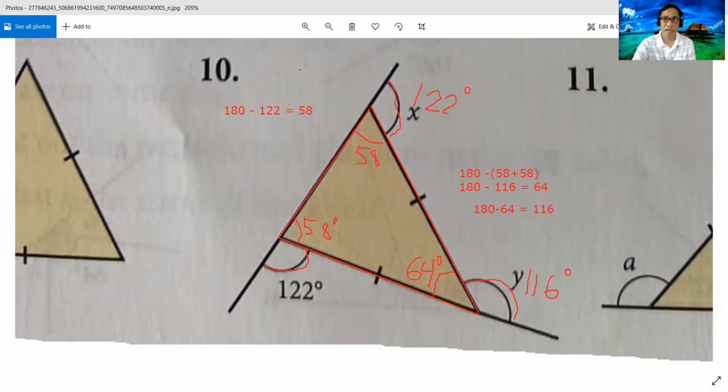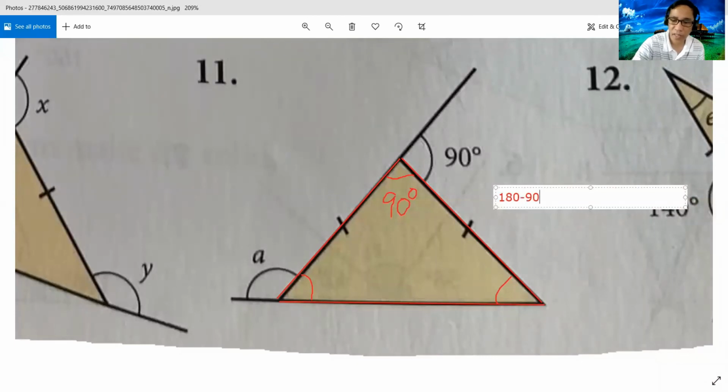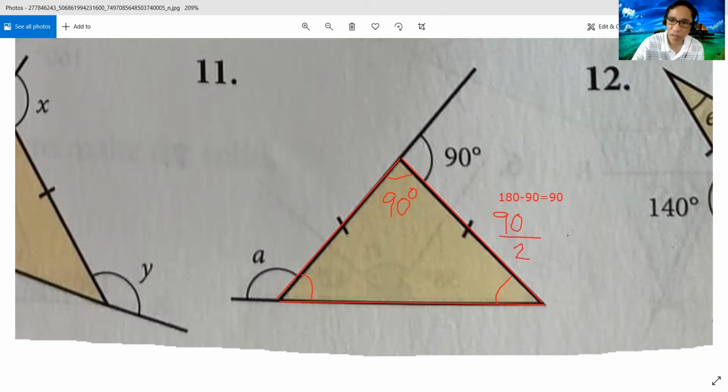Hope you understand that one. Another one, problem number 11. Again, this side, I'm going to highlight it, this side and this side are also equal. Therefore, this triangle is an isosceles triangle, and the base angles are also equal. Remember, because this is a straight line, the sum of these two angles is equal to 180 degrees. So to get this angle and this angle, because they're the same, 180 minus 90 equals 90 degrees, and 90 divided by 2 is equal to 45 degrees. So this angle is 45 degrees and this angle is also 45 degrees.